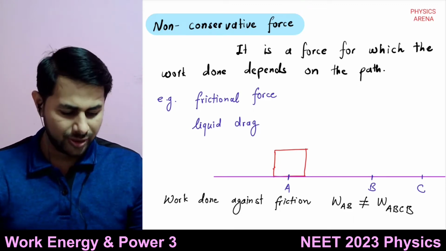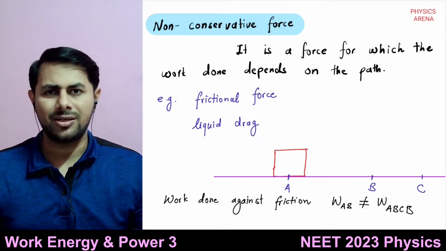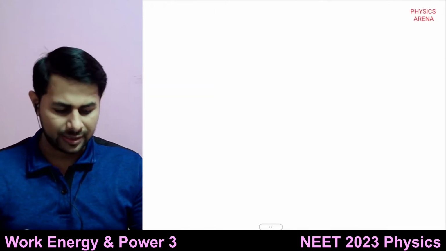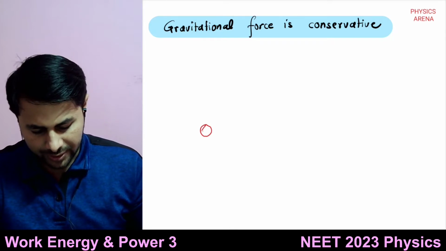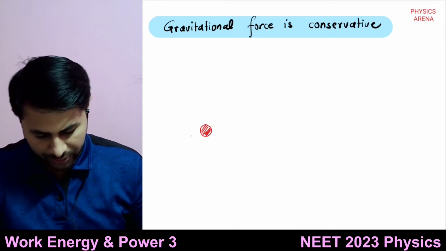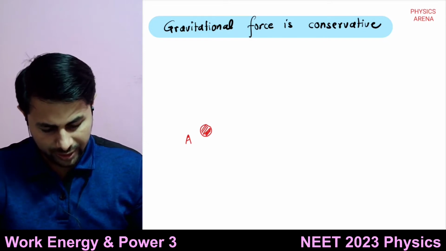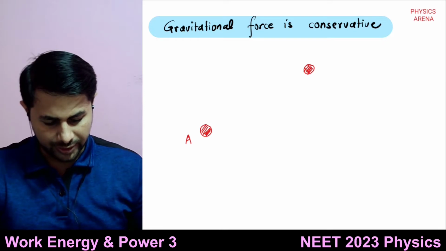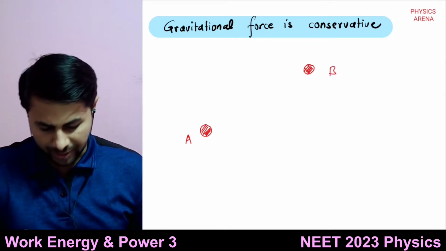Okay. So therefore, work done along different paths against the friction will be different. Okay. So let's see that the gravitational force is a conservative force. So this is the object. Let's suppose a ball, and I want to move this object from this point A to this point B. Okay. So this is the point B. So I will consider different paths.